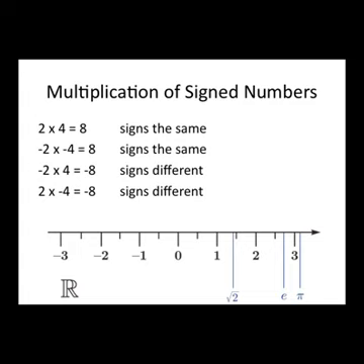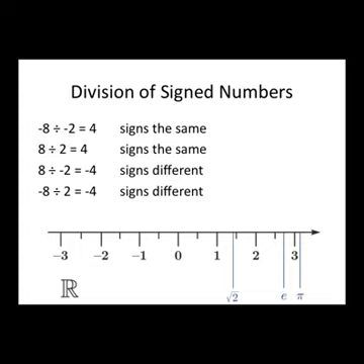Okay, some examples of this: 2 times 4 is 8. The signs are the same. It's a positive result. Negative 2 times negative 4. The signs are the same. It's a positive result. Negative 2 times 4 is a negative 8. The signs are different. So it's a negative result. And again, 2 times negative 4, again, negative result.